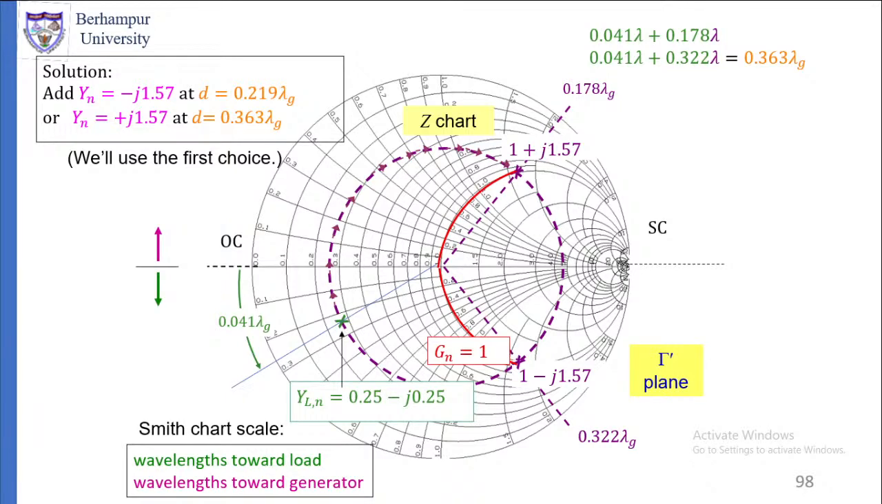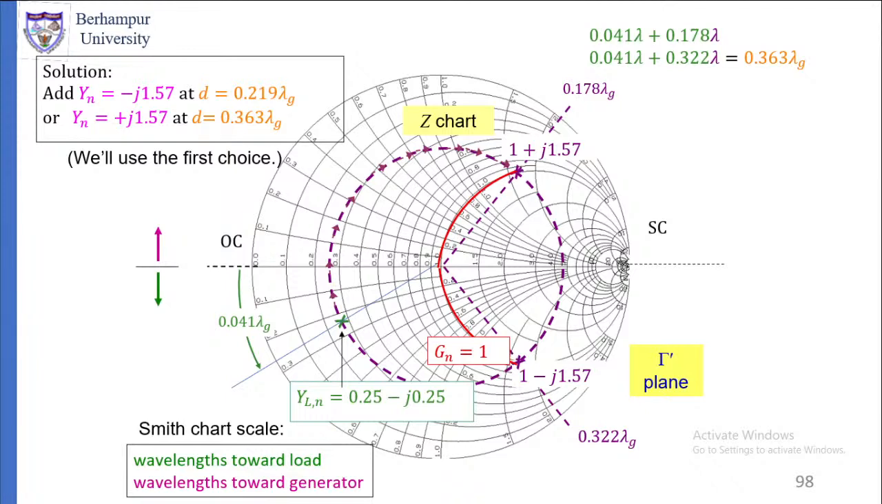So draw a circle. This dotted circle, or the dashed circle that you can see, will intersect the G is equal to 1 circle. Why is it the G is equal to 1 circle?